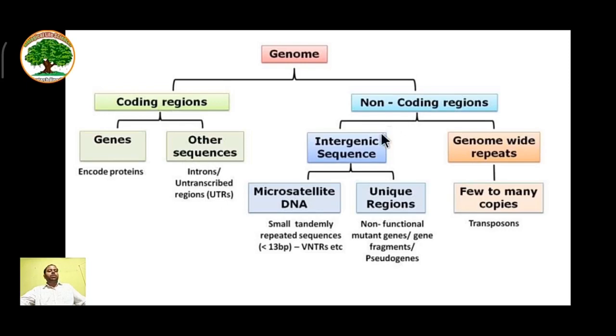The non-coding regions here are intergenic sequences that are called microsatellite DNA. These are small tandemly repeated sequences such as VNTRs, and there are unique regions also. These are non-functional regions, also sometimes referred to as pseudogenes. And the other one is genome-wide repeats. These may be a few to many copies, also called transposons.